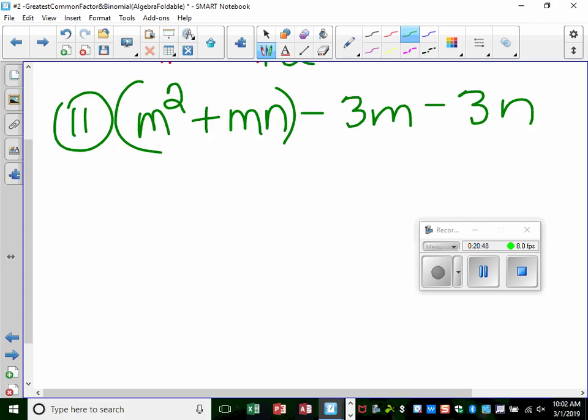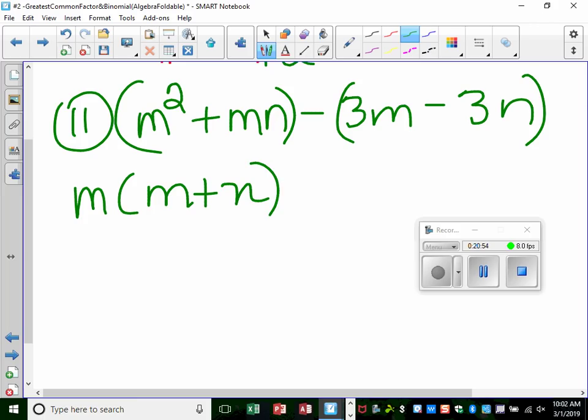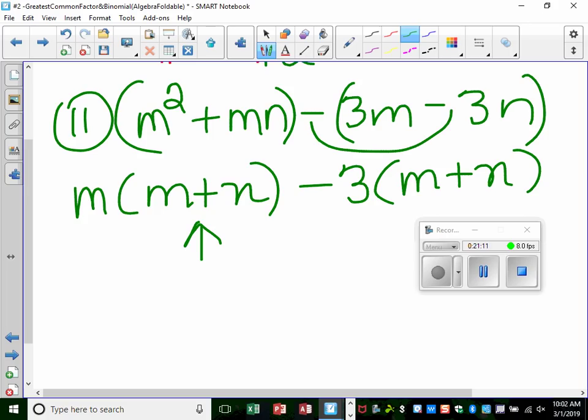So when I group these, I'm going to take out an m, and then over here, I'm going to take out a 3. Now, see how this is a plus here? This actually changes to a plus as well. Now, why? Why do you think this changes to a plus? Right, because you're doing the opposite because of the subtraction sign.